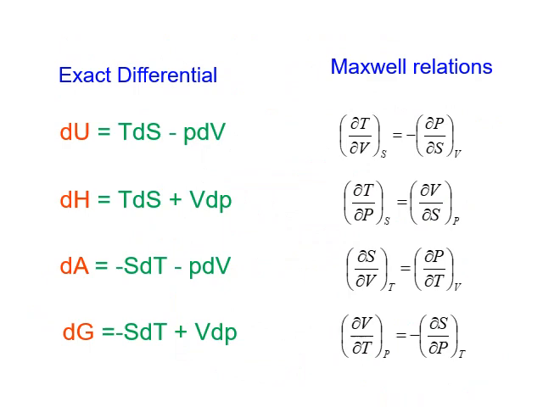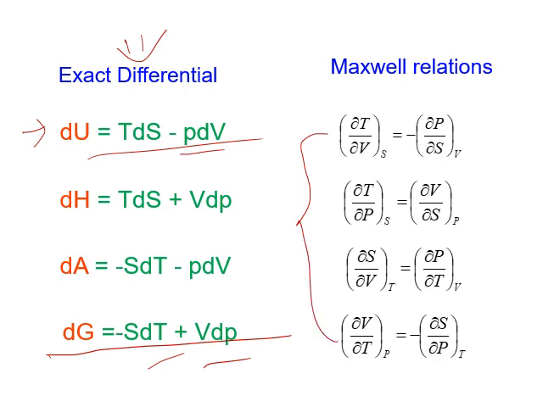Here are the four exact differentials. We derive the first one, dU equals TdS minus pdV, by combining the first law and the second law. Using this equation, we can derive three more differentials, and the most important is dG equals negative SdT plus Vdp. This equation can be obtained by flipping the first equation. So TdS becomes negative SdT, negative pdV becomes positive Vdp. And each equation has a Maxwell relation associated with these differentials.